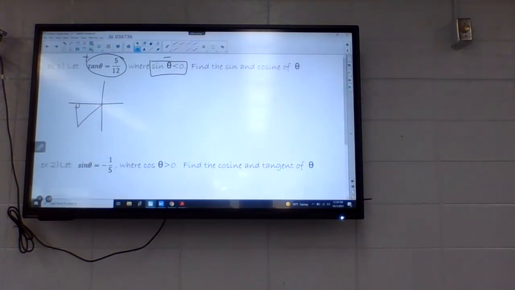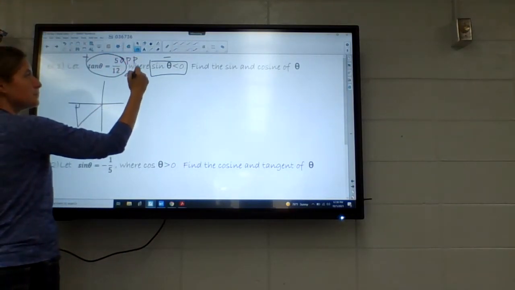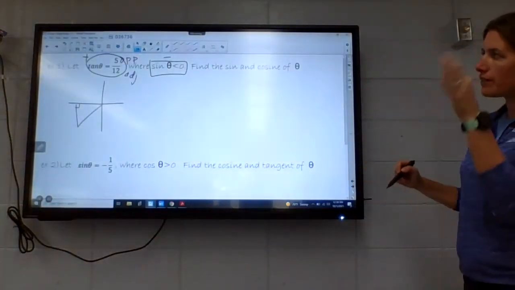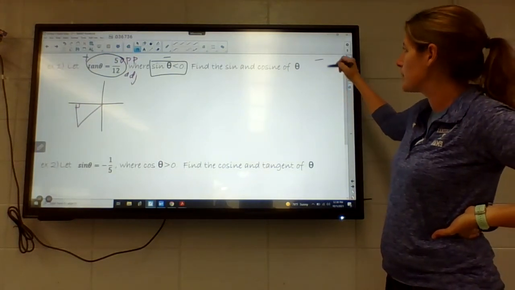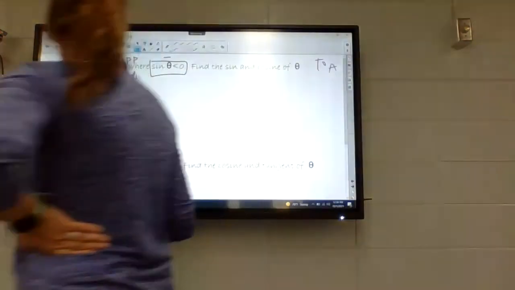Wouldn't that mean 5 is the opposite of 12? Yeah, they're giving us the two sides. Sorry, I was quick to answer. They're giving us the opposite over the adjacent, because of TOA. Little goofy TOA there, sorry.